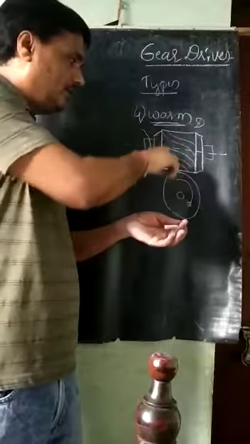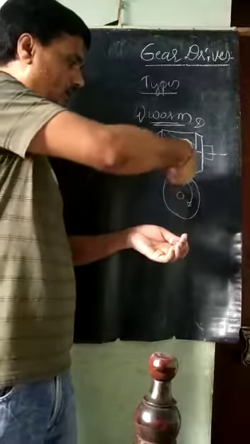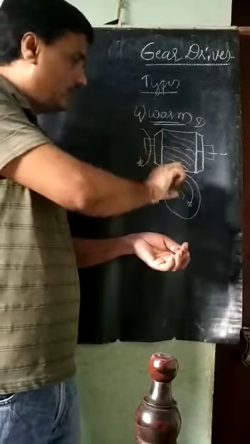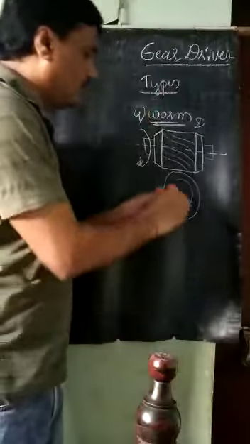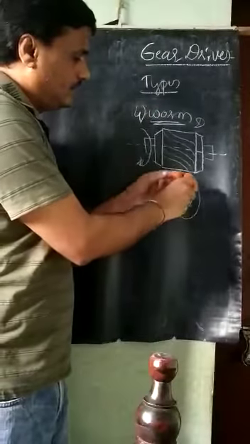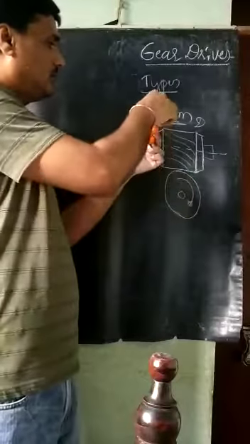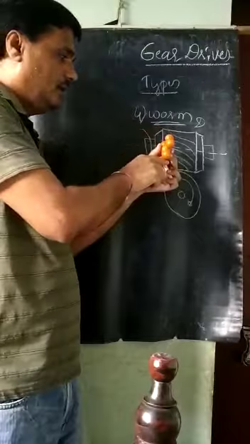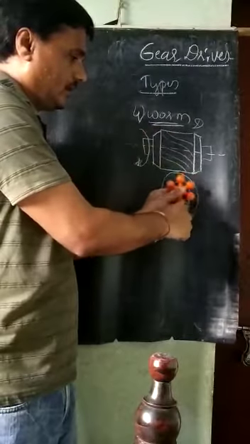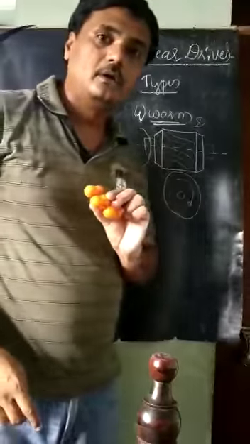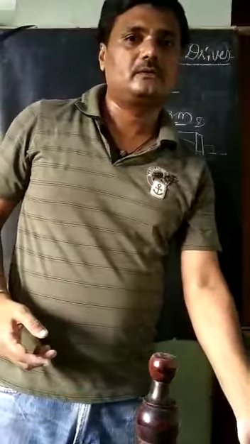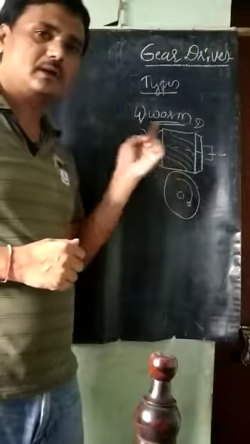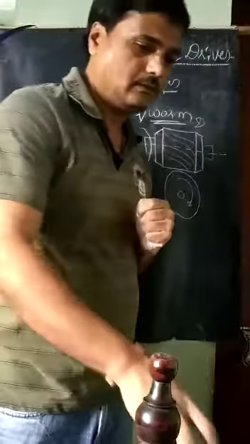This one is now the driver, and it is rotating. The follower is rotating like this. This driver is rotating like this, and the follower is rotating like this. So see here, this is called the worm gear. This looks like a worm. That's why it is called the worm gear in this case.